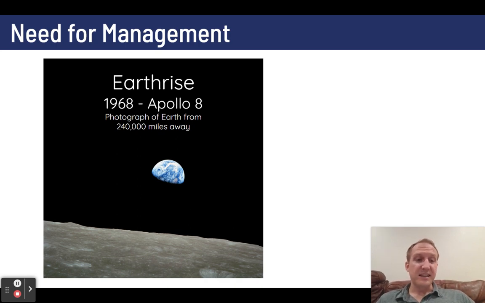In 1968, this photograph was so influential, it actually gave rise to Earth Day, because for the first time, people started to see the Earth as a very fragile place in the unimaginable vastness of space. And that's an important concept to keep in mind. Now, that's not the only photograph we have, though. I want to show you one more.